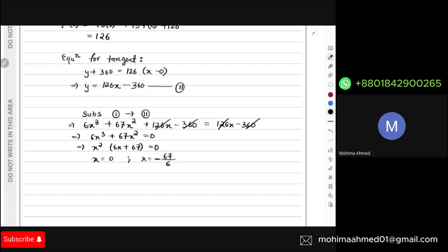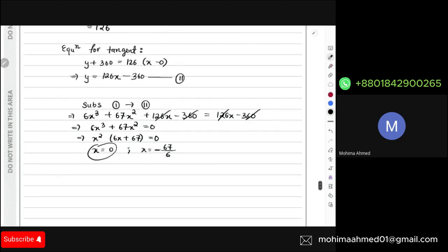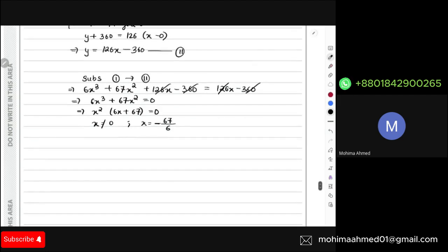So eventually you get the value for x is 0, or the other value is going to be minus 67 by 6. I already know x equals 0 was the point where the straight line was behaving as a tangent, so I'm not going to accept this. The only value is minus 67 over 6, which gives you the x coordinate of P. I also have to find the y coordinate. For that, I just have to insert this into the equation for your f(x), or I can just insert this into the equation for your tangent. It's a small equation.